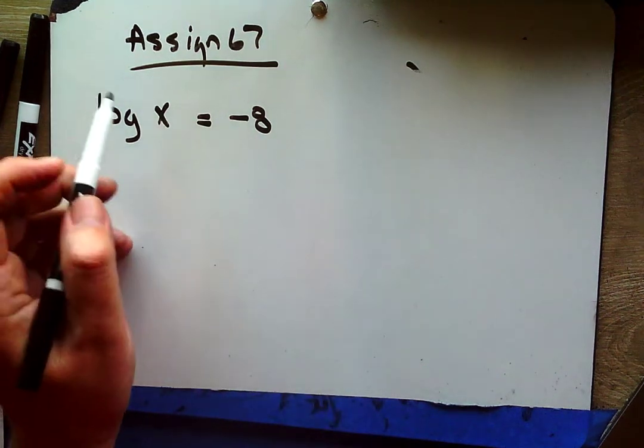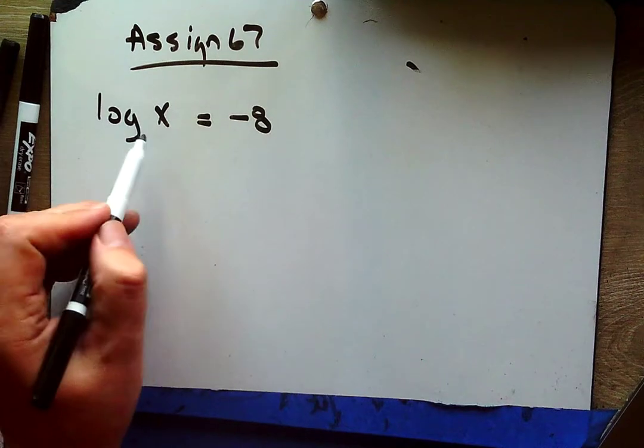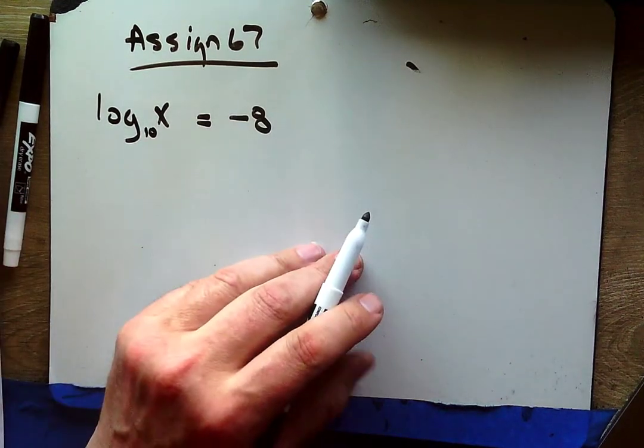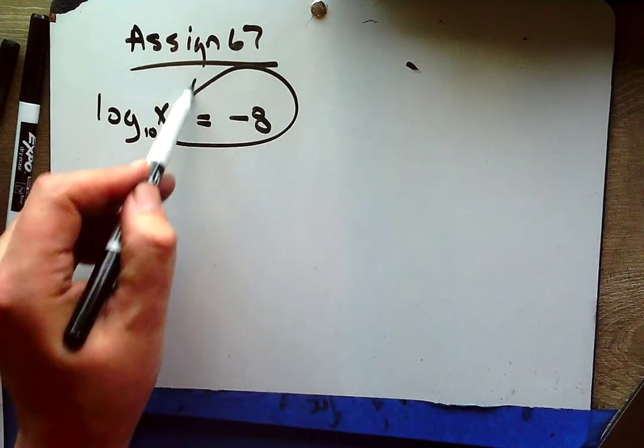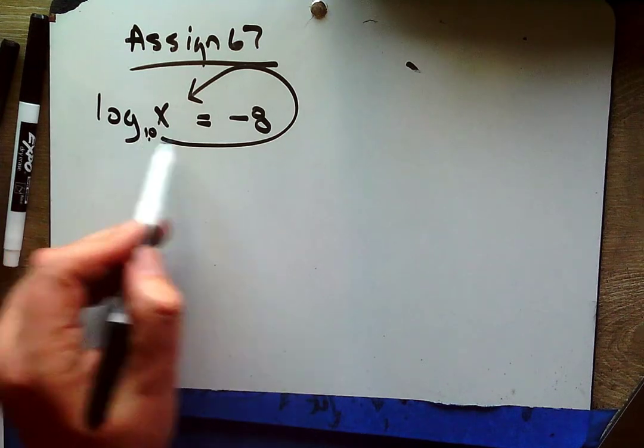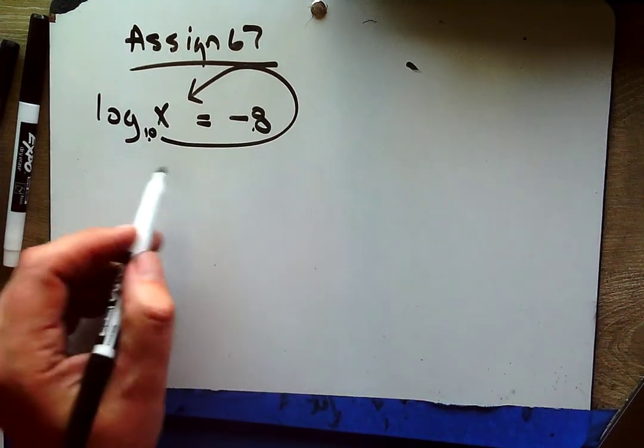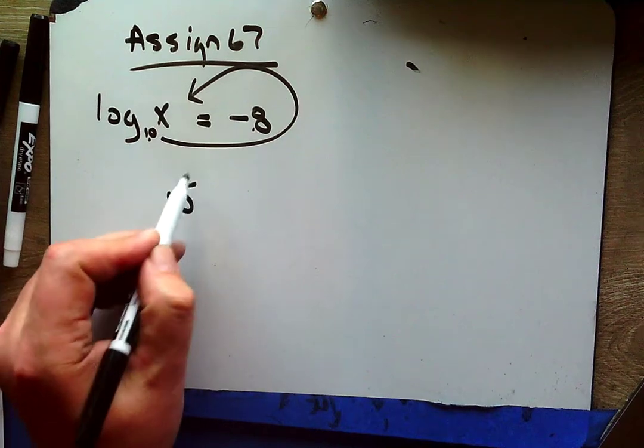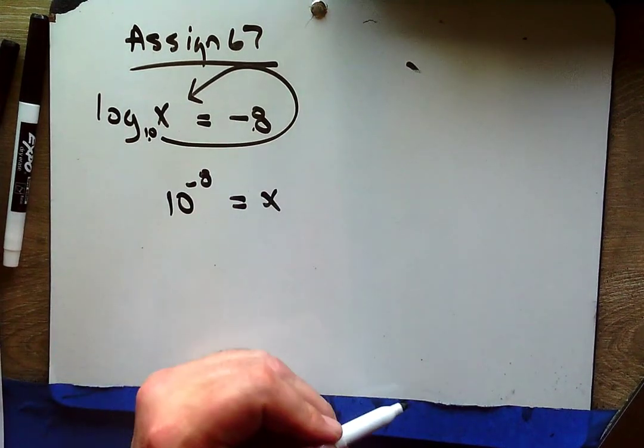Okay, so I'm wondering, did you remember that that was log base 10? Did you remember you could scorpion tail this? Base, power, answer. Okay, so 10 to the -8th equals x.